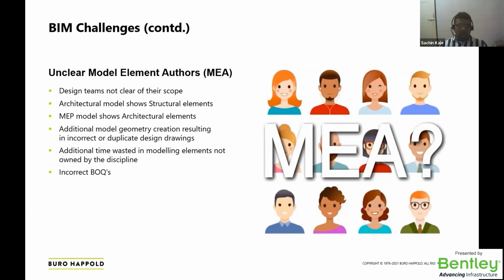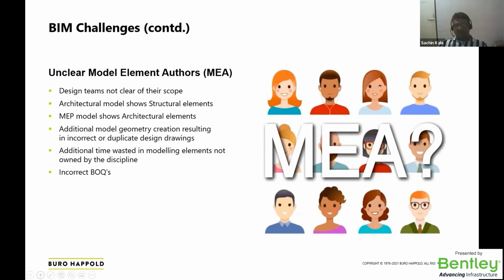The BEP should be very clear about who is going to do what, and the design team should be restricting their scope to what has been asked. If MEP has been given to a certain design team, they should only be looking after the MEP part. The structural team should only look after the structural components. The architectural team or any facade team should only look after their specific elements, rather than modeling the other discipline elements.